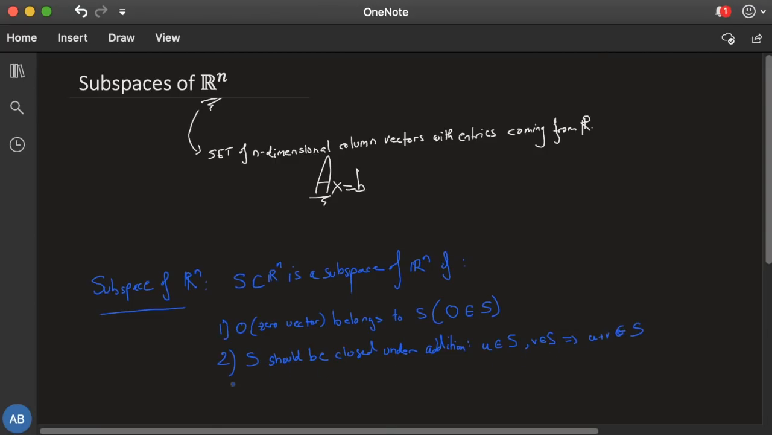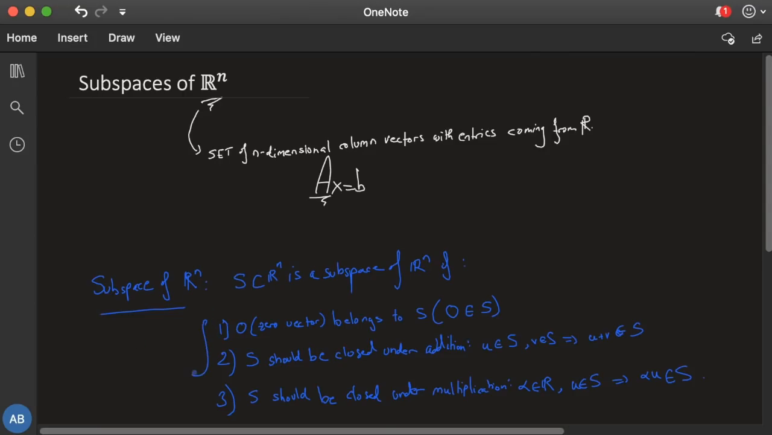For any U and V I pick in S, if you find me one counterexample such that this is not satisfied, then we stop here and we say S is no longer a subspace. And last but not least, S should be closed under scalar multiplication. That is, if I grab an alpha in R and the vector U in S, then alpha U should again fall in S. If you can find me an example where this is not true, then we stop and we conclude that S is no longer a subspace of Rn.